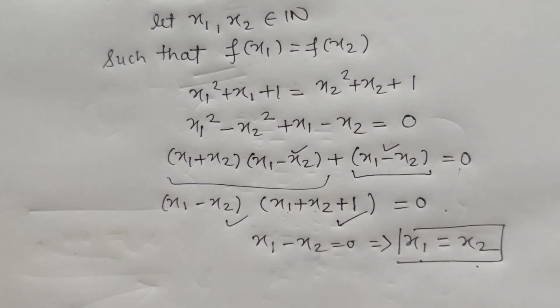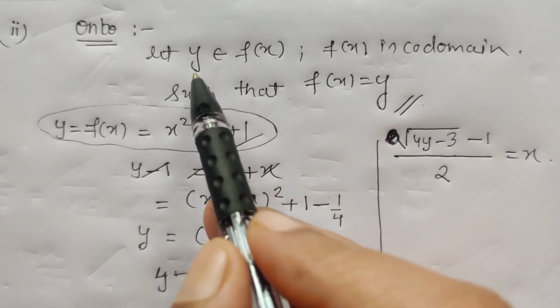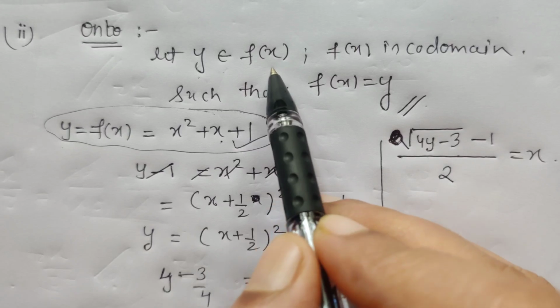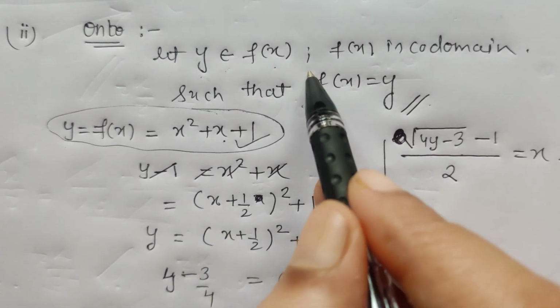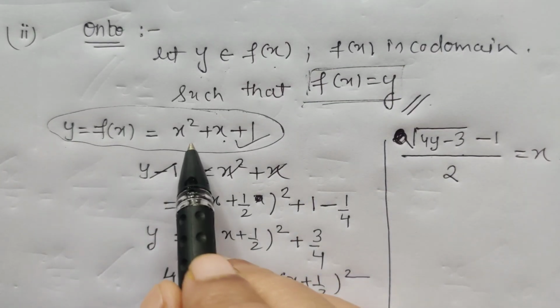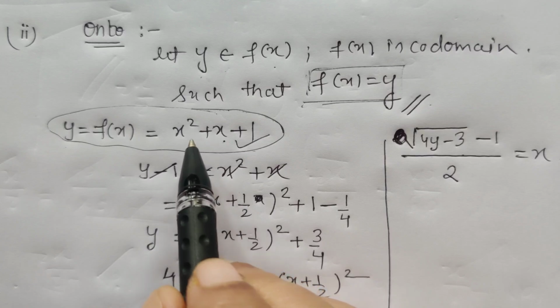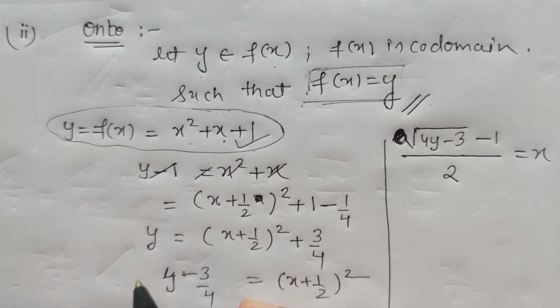Thank you. Let's prove whether the function is onto or not. So here, first we assume let y belong to the codomain, that means y is an element of the codomain such that f(x) = y. If we are able to prove this, then it is onto. So y is in the form of x. Now we will try to write x in the form of y. It is the general process of proving any function to be onto or not.